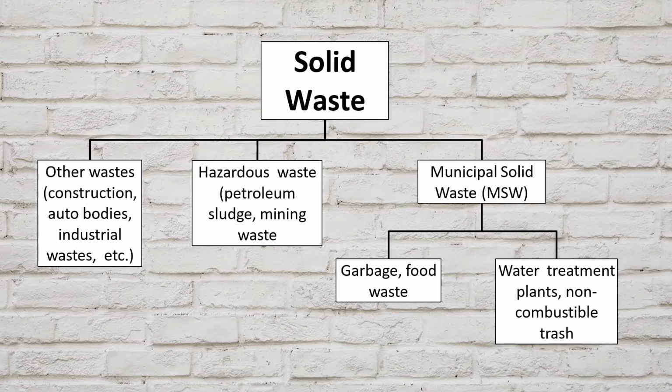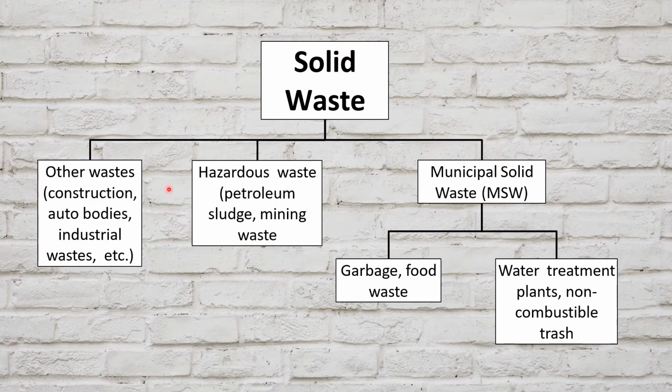So I've already said that we are going to have residential or non-residential wastes, but we can also categorize waste in terms of what exactly it is. We'll start on the right-hand side here, and we have municipal solid waste, often abbreviated to MSW. So if you see MSW, municipal solid waste, that's the stuff that we have. This is typically residential waste, which can either be garbage or food waste, the things that you are throwing in the bin every day, or we can have water treatment plants and non-combustible trash. These are typically separated into a second type of municipal solid waste.